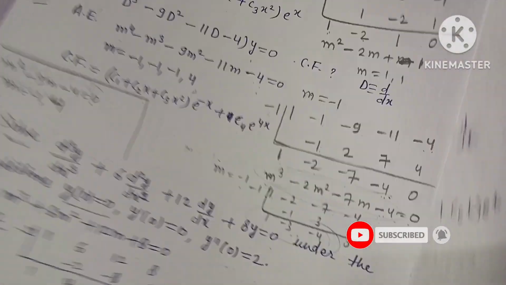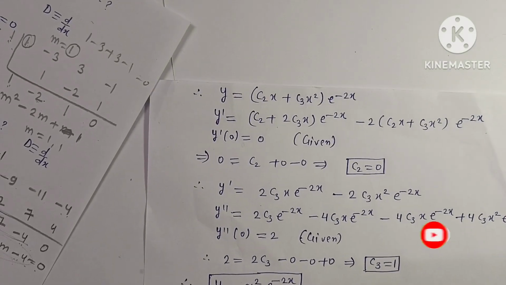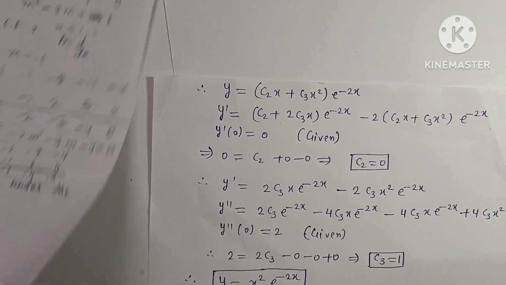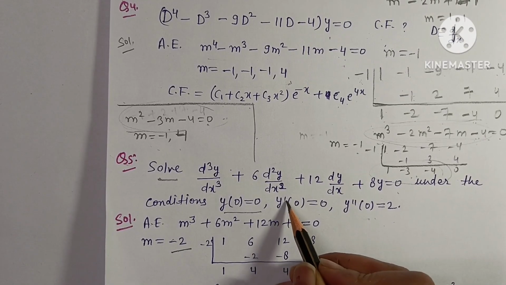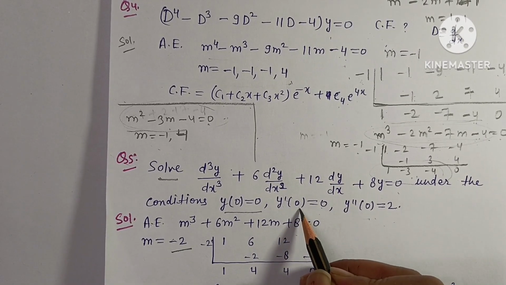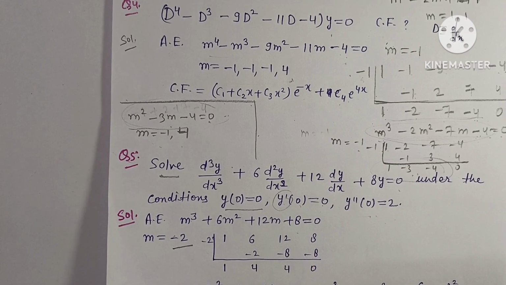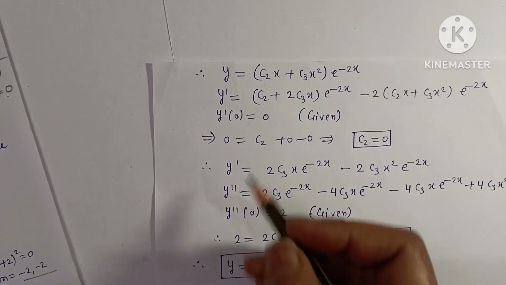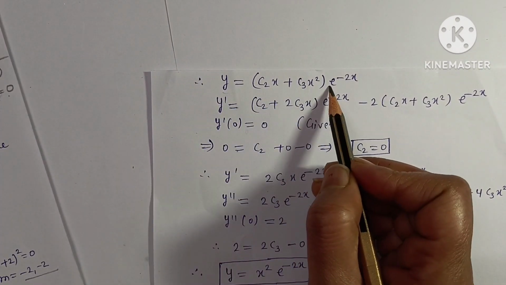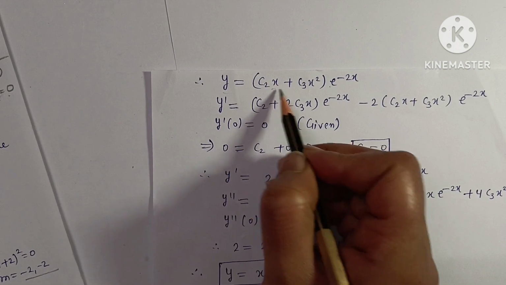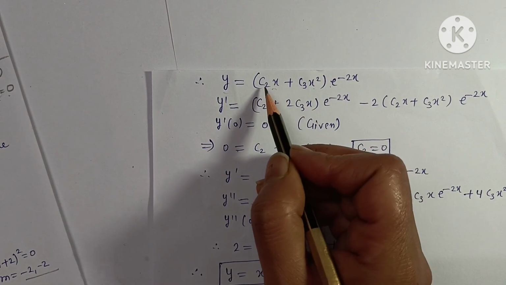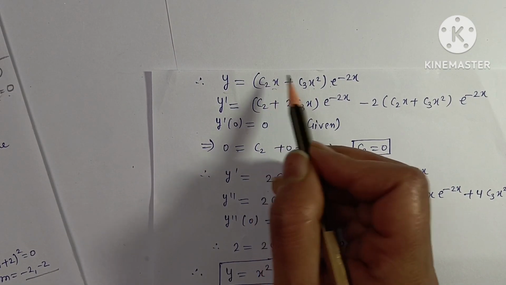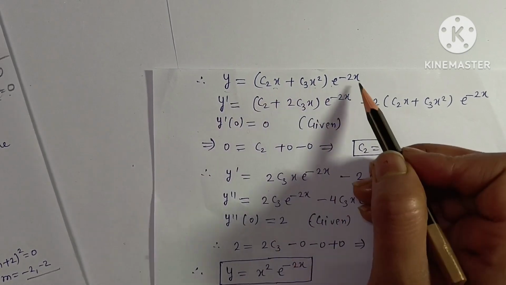So what does it mean? This means that the value of y dash is 0 when x is 0. But we need y dash. So we have this y from this equation, and it can be differentiated to find dy over dx. Actually y was C1 plus C2x plus C3x square, but now C1 is 0, so I have substituted the value of C1, so that is why y is this.